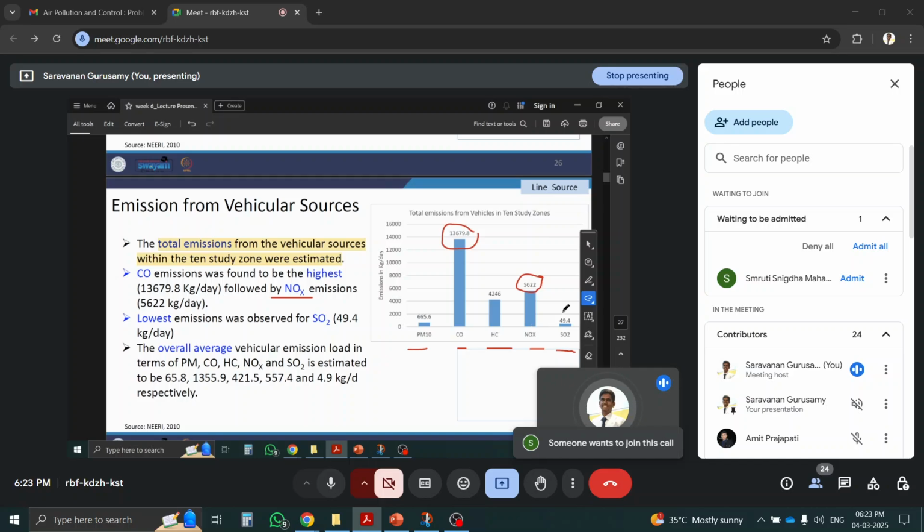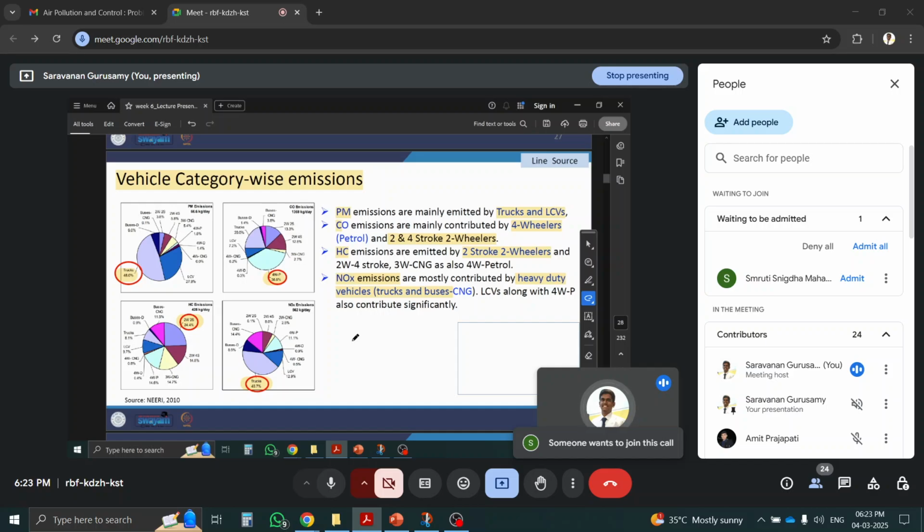Lowest emission was observed for SO2. These are all due to vehicular emissions, or the line source. Okay, so vehicle category wise emission. If you see, trucks are having more emission, and four wheelers are having more emission as per CO emissions, and hydrocarbon. If you see, two wheelers are having more emissions, and NOx is more from trucks.